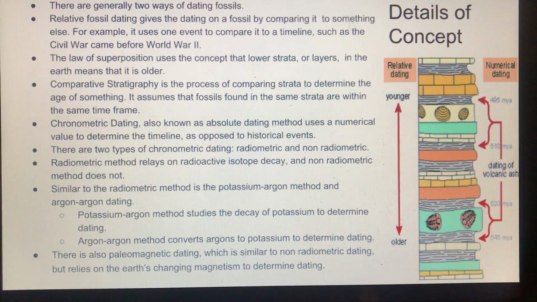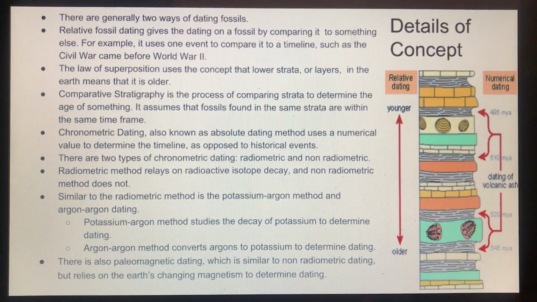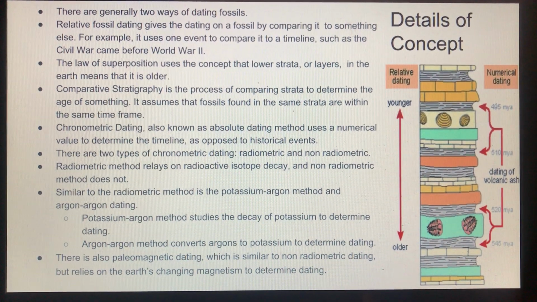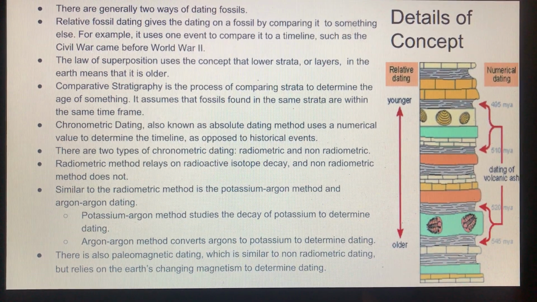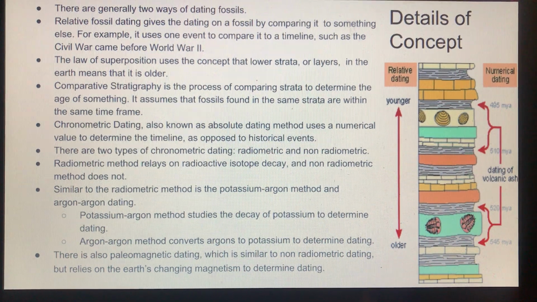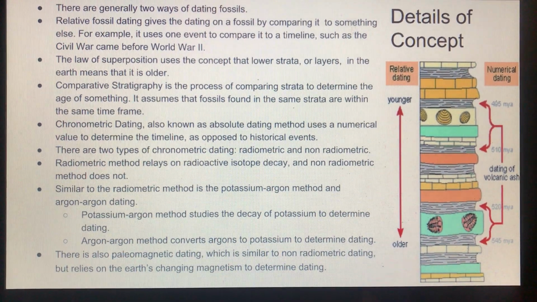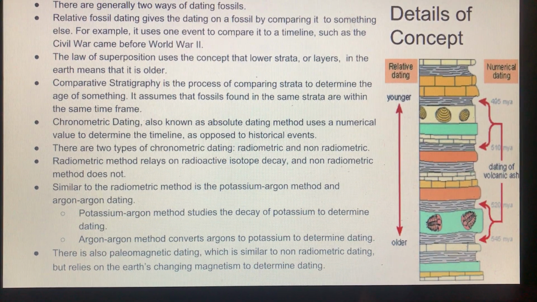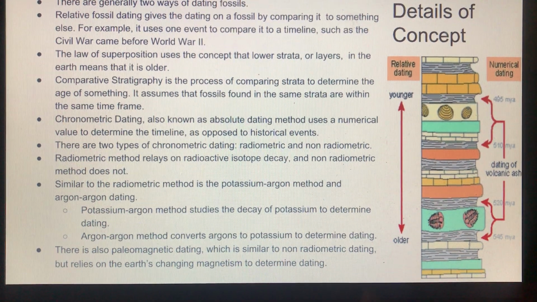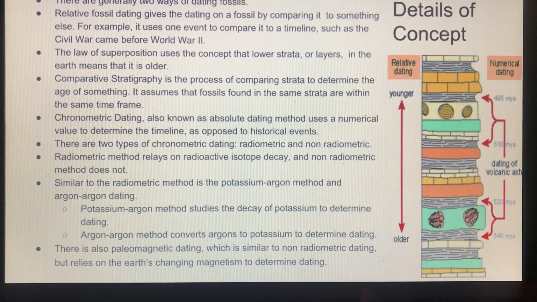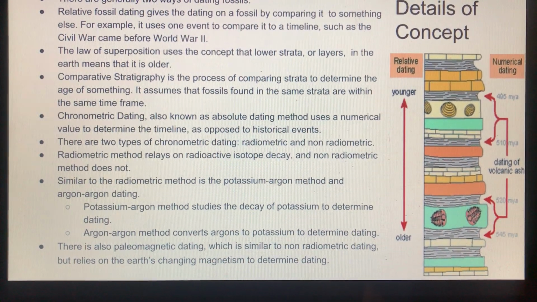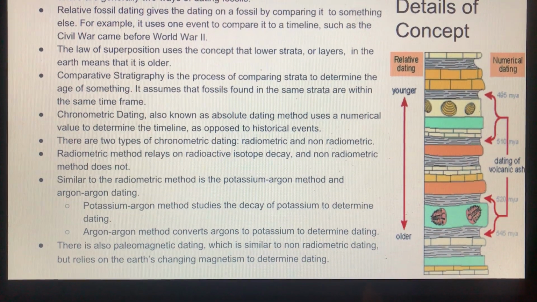The details of the concept. There are generally two ways of dating fossils. Relative fossil dating gives the dating of a fossil by comparing it to something else. For example, it uses one event to compare it to a timeline, such as the Civil War came before World War II.